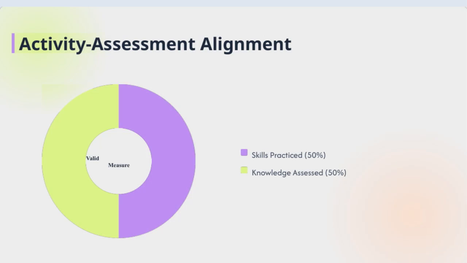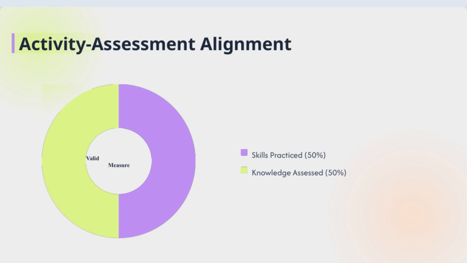Let's take a closer look at how we assess knowledge and skills in this context. We divide this equally, with 50% dedicated to knowledge assessed and 50% to skills practiced. This balance helps ensure we're not only measuring what learners know, but also how well they can apply it. It's important to emphasize that our measures need to be valid, meaning they accurately reflect the skills or knowledge we're trying to evaluate. Validity is key to making sure our assessments are meaningful and trustworthy.